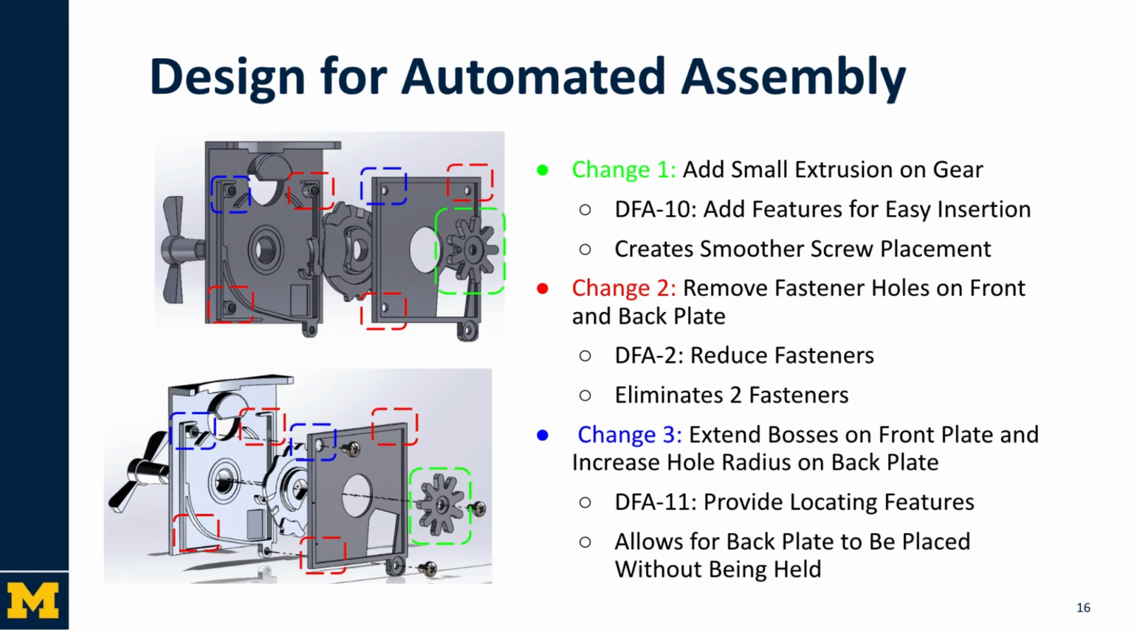This change is shown in green. The next change, shown in red, consisted of removing 2 fastener locations. This fulfills DfA 2. The final change shown in blue relates to DfA 11 as it provides locating features.